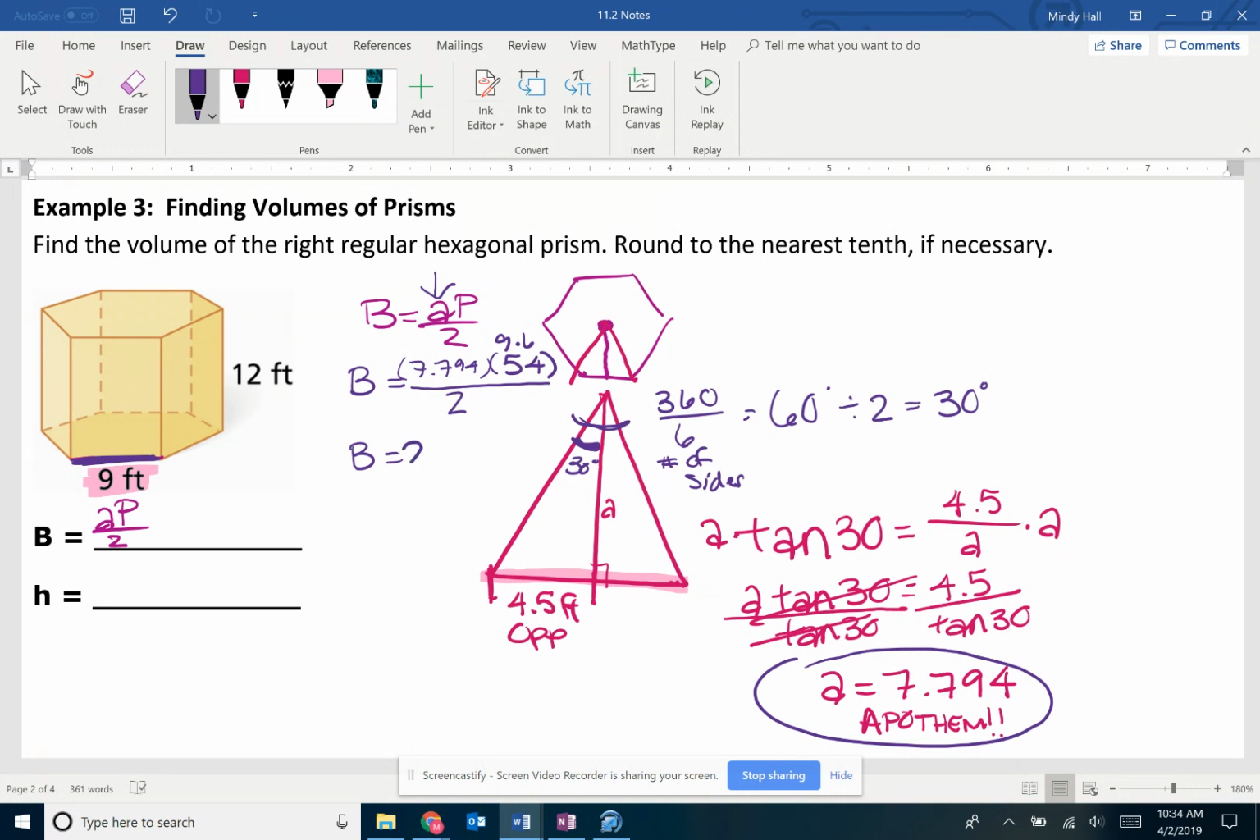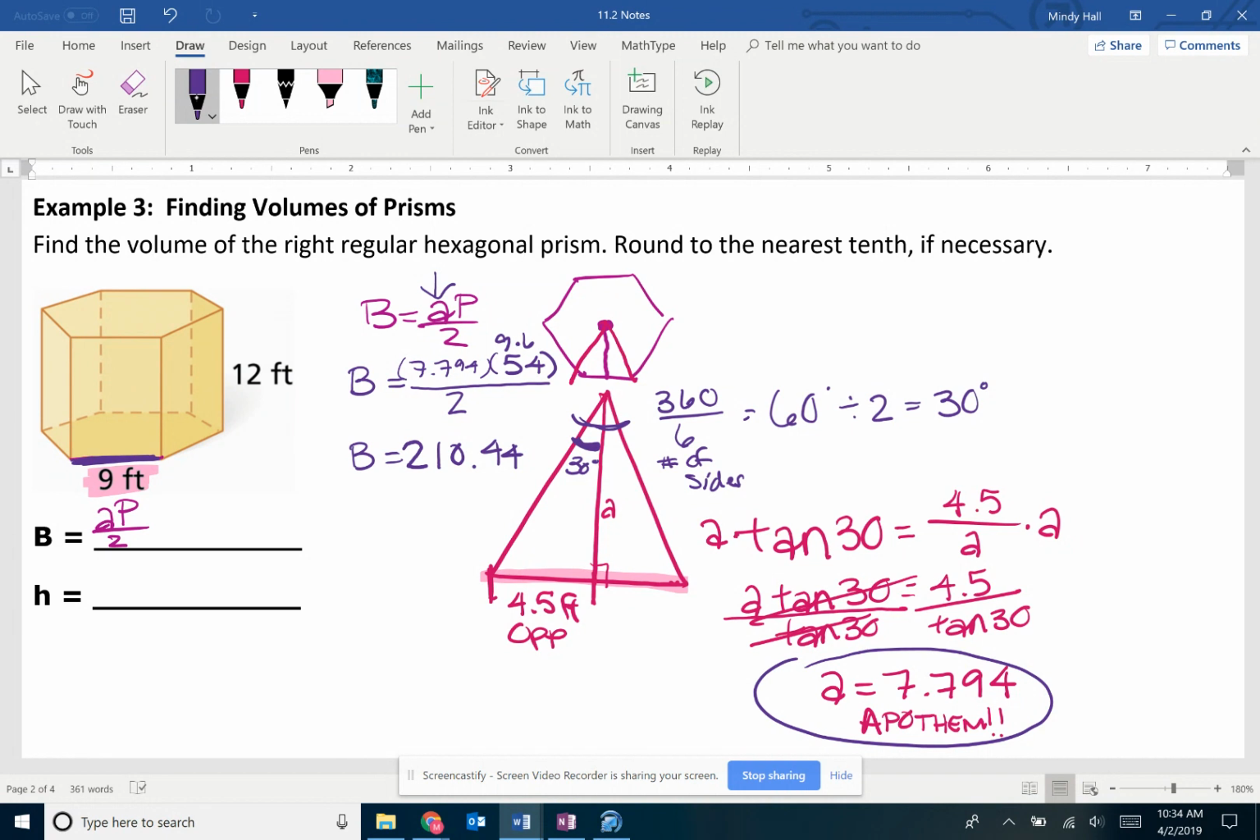And that gives me 210.44. Now, if you did type in 7.794 times 54 and divided by 2, you would get 210.438, so it is pretty much the same.